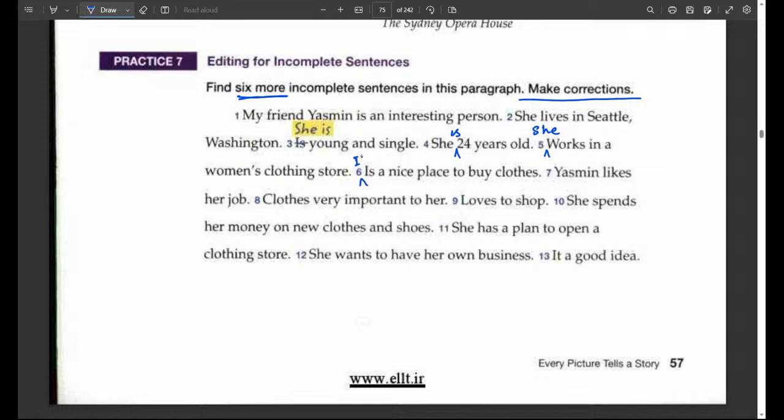It is a nice place to buy clothes. Yasemin likes her job. "Clothes very important to her." So clothes is missing a verb, and we could use here are. Clothes are very important to her. "Loves to shop." Here it should have been she. She loves to shop.